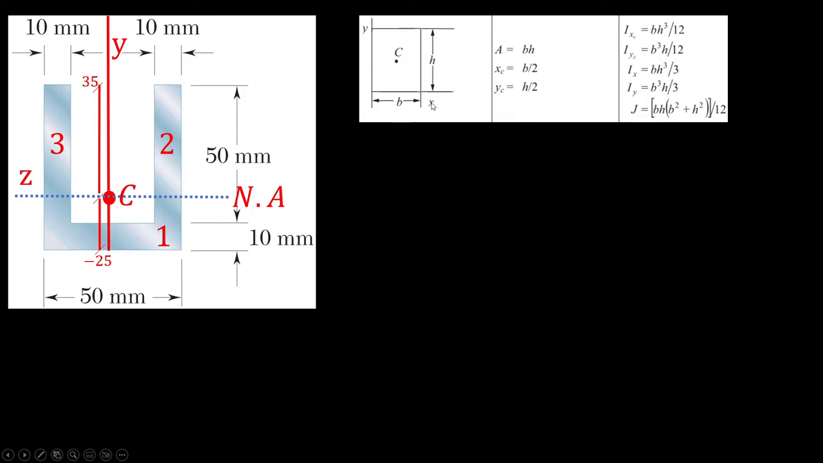So in here, the x-axis in this reference is equivalent to the z-axis in our problem. So we will use the first equation, where the base times the height to the power 3 divided by 12. And the base is always parallel to the axis of rotation. So the axis of rotation in our problem is z. So the base, for example, for shape number 1 will be 50.